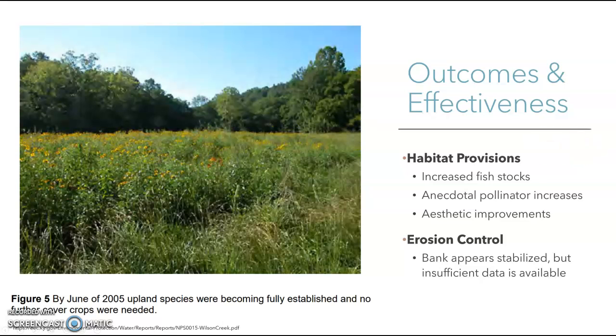All of these changes led to improved habitat for terrestrial wildlife and fish, and aesthetic improvements for those living in the area, like you can see here. Unfortunately, no data was available regarding erosion rates, but the researchers did mention that the bank had stabilized, indicating that at least some reinforcing effects from the revegetation occurred.